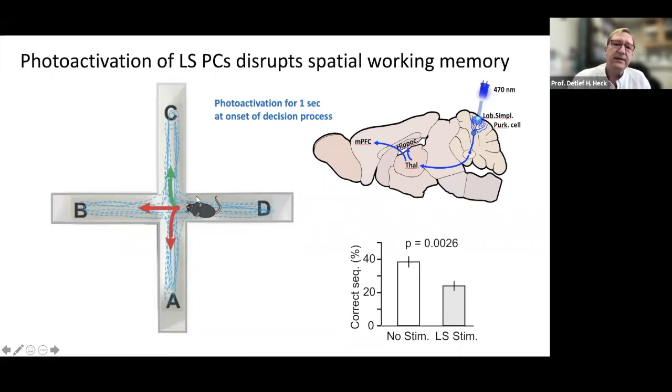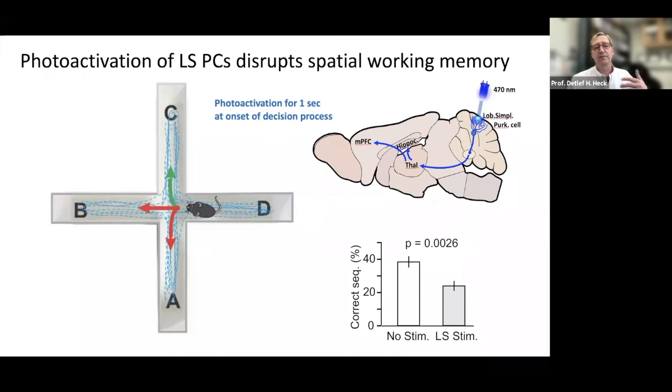optogenetically, and we did that at the moment of decision making, or at the beginning of the decision making process. These experiments were done by Yu in the lab, and he basically observed the mouse through the video system. When the mouse was approaching the center and stuck the nose into the center, he pressed the button and started a 1-second optical stimulation of the Purkinje cells in lobulus simplex.